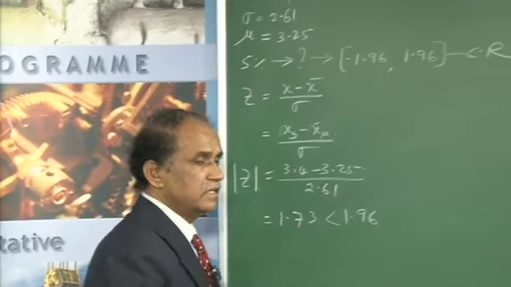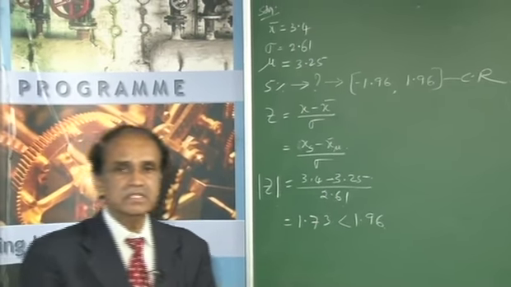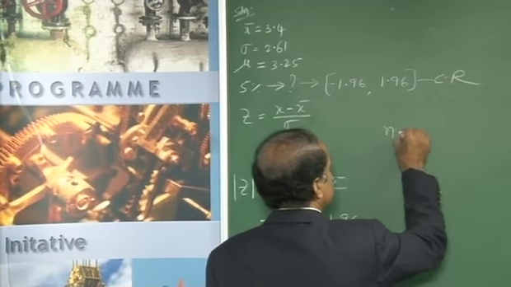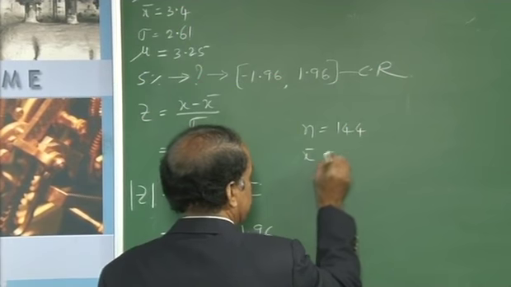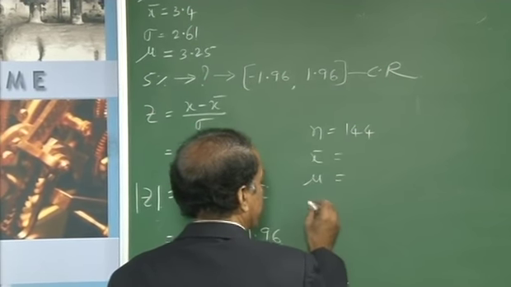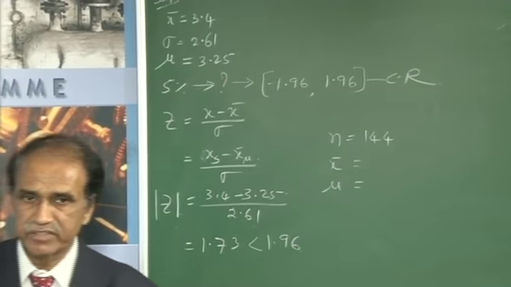For this, it is given what the value of n is. Here you have to take the sample, that is 144. That means n equals 144, and then what is x bar, what is mu, and what percentage of level of significance we have to take.